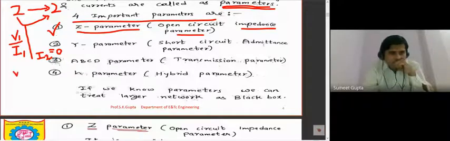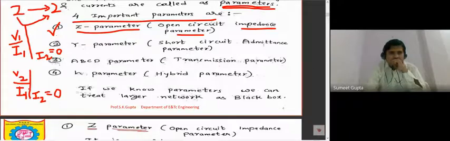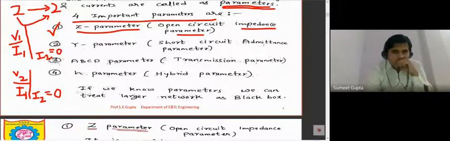Or if I am finding V2 by I1, again it is voltage upon current, meaning impedance. In this case I will make the I2 current 0. That's why the current is 0, open circuit, and voltage upon current is there. That's why it is impedance. And this is one of the Z parameters.